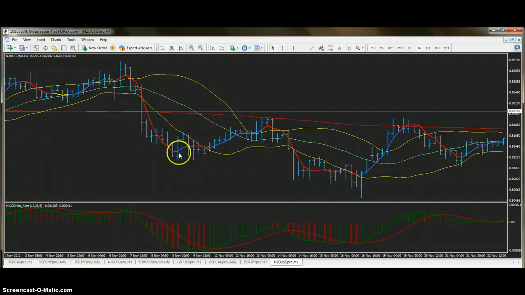Taking it here is probably a little dangerous. The market's in a downward momentum. I would probably pass on that. All these closes are not convincing enough here to take a trade to the upside.